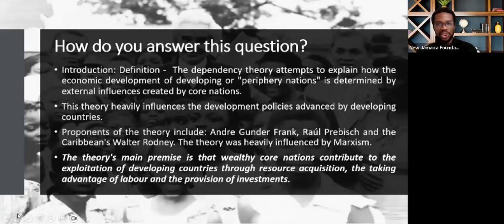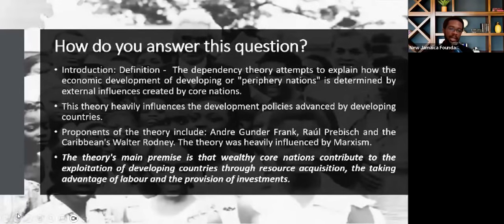One, definition. It's important to identify a definition and the context. So, the dependency theory attempts to explain how economic development of developing or periphery nations was determined by the external influences created by core nations. This theory heavily influenced the development policies advanced by emerging economies or developing countries. Essentially, dependency theory argues that, let me give an example here.